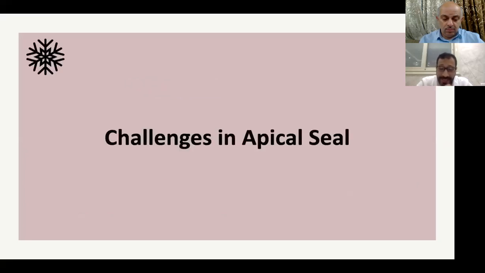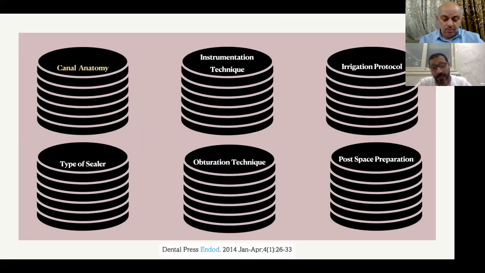So regarding the challenges in apical sealing, we have multiple challenges, but we will spot six of them during this lecture. First is canal anatomy. Second is the instrumentation technique. Third is the irrigation protocol. Fourth is the type of sealer. Fifth is the obturation technique. And sixth is the post-space preparation.